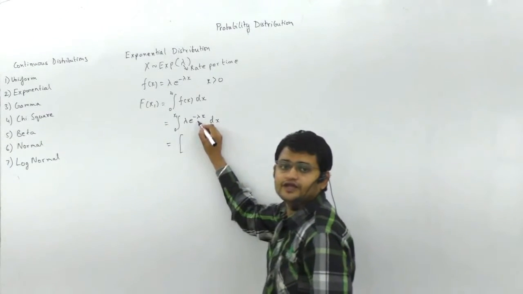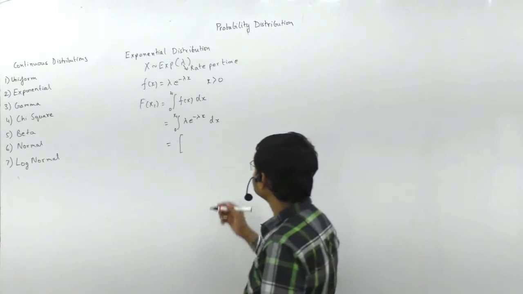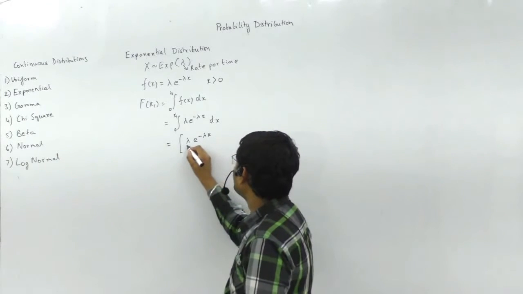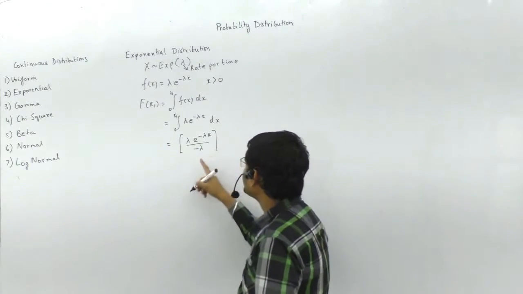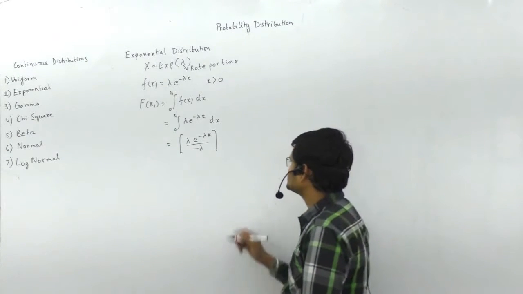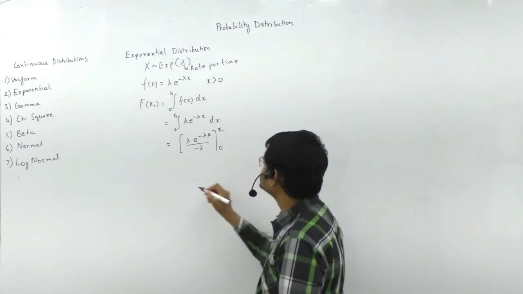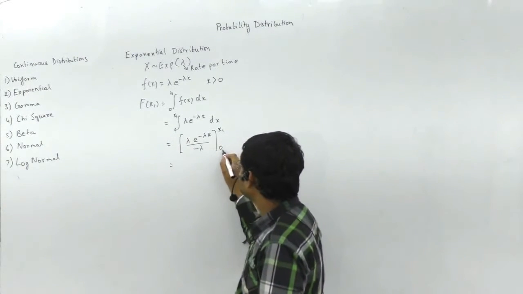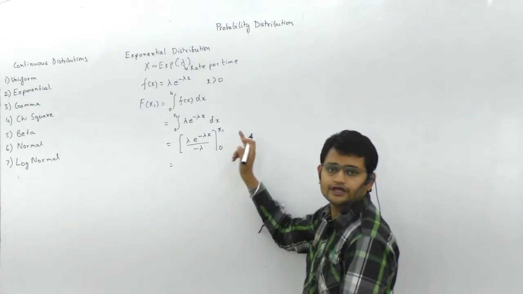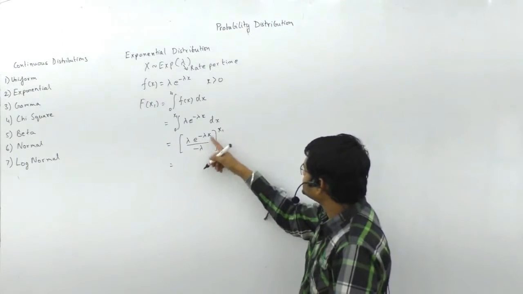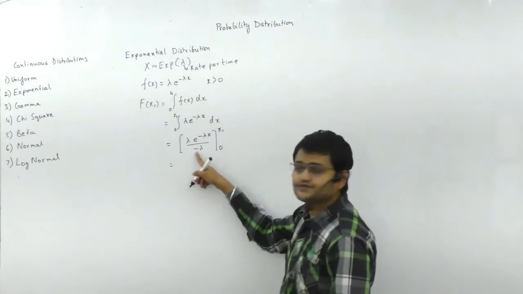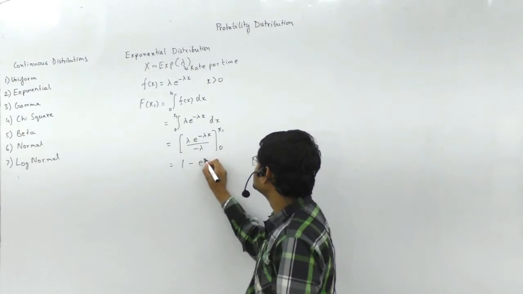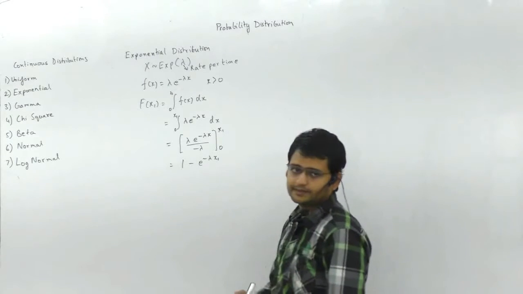The integration of e raised to x is nothing but e raised to x. So we get e raised to minus lambda x upon minus lambda, divided by the coefficient multiplied to x. So we get 0 to x1, and when we put 0, we get e raised to 0. E raised to 0 is nothing but 1. When we put x1, we will get e raised to minus lambda x1, and because we have a negative sign, we are going to get 1 minus e raised to minus lambda x1.